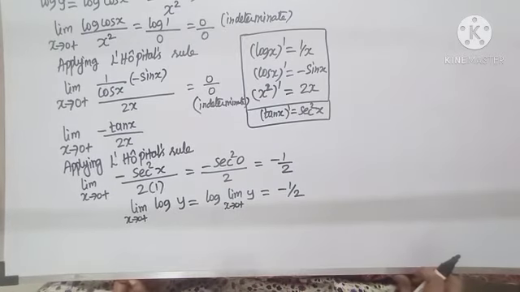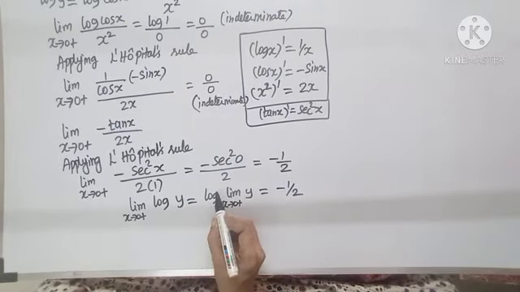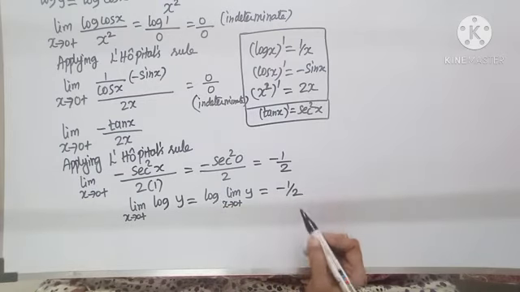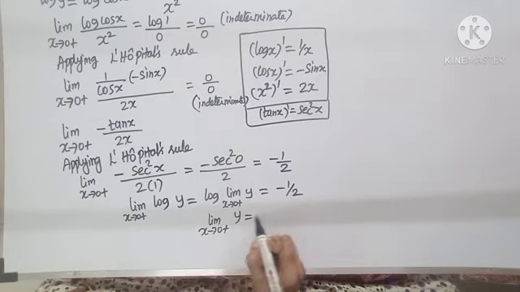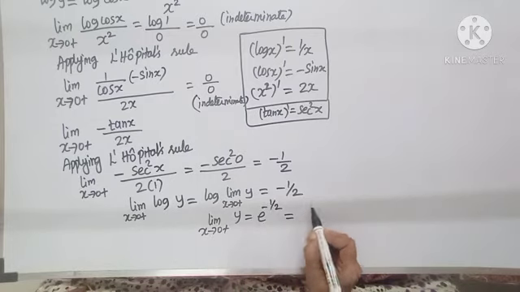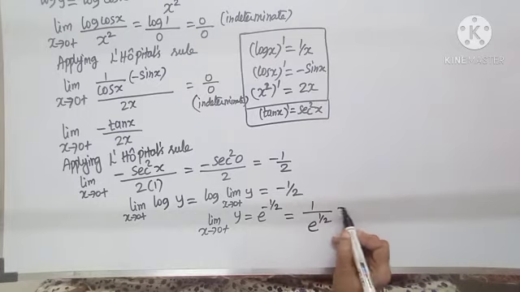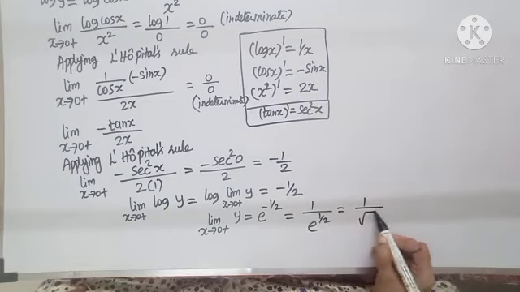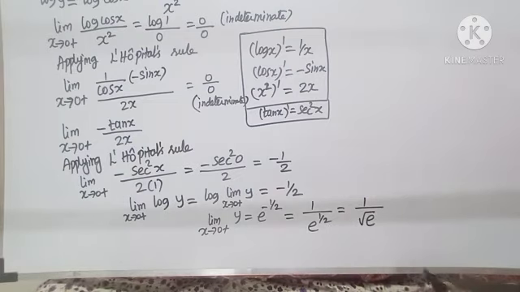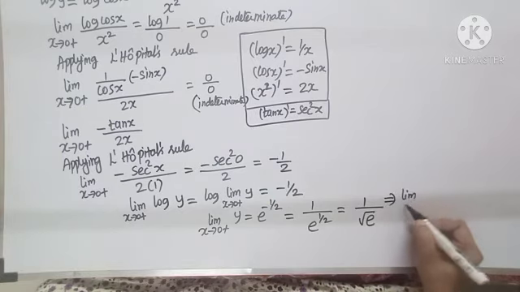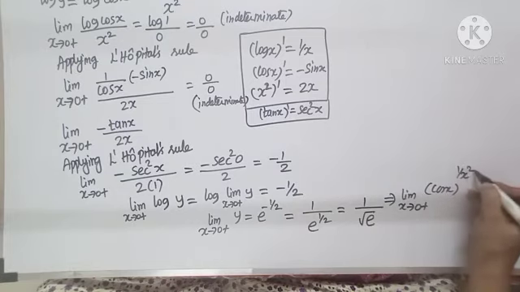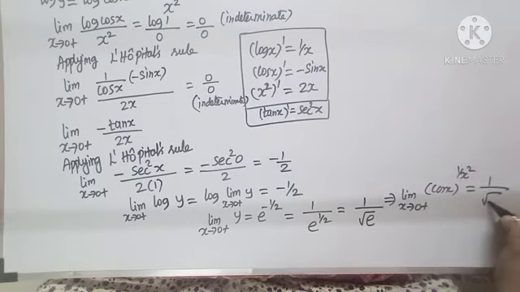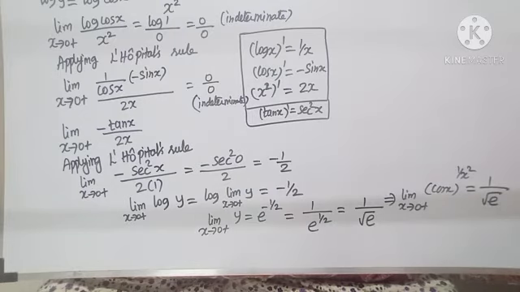The very next step. If I don't want logarithm, e power I have to raise. So limit x tends to 0 plus y equals e power minus half, or 1 by e power half, or 1 by half tells me square root. So I will write root of e. Take and write the answer. The question is limit x tends to 0 plus cos x power 1 by x square equals 1 by root of e, and that is the answer.